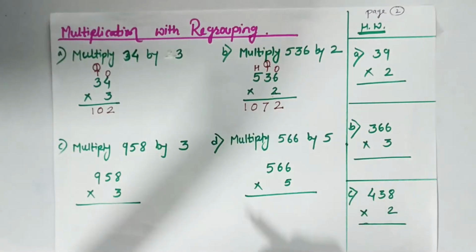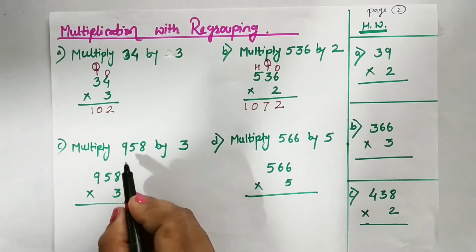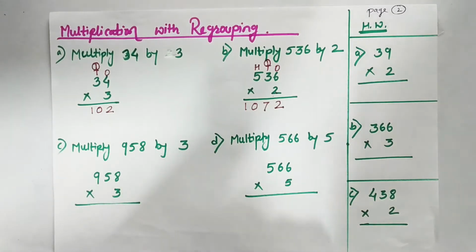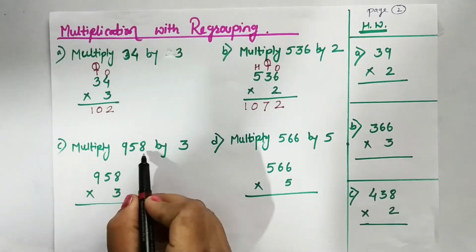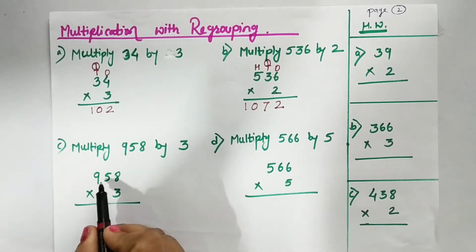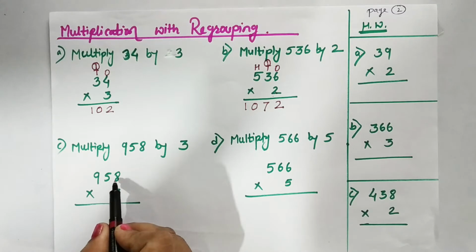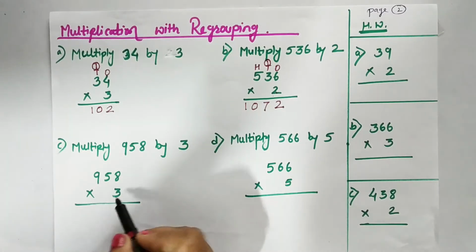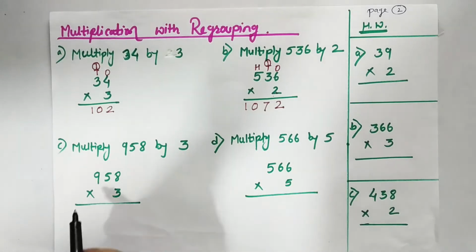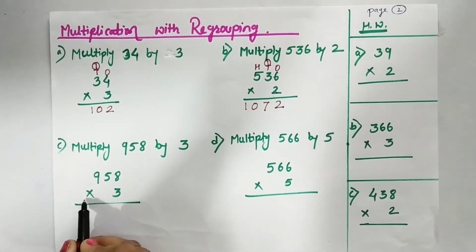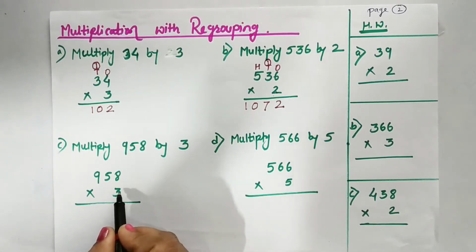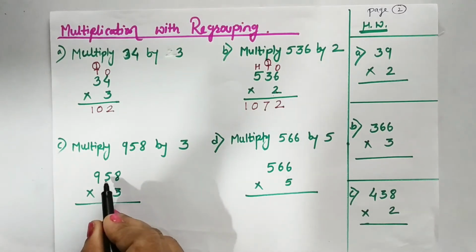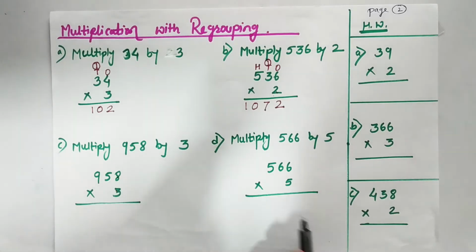Again we'll move towards the third example. Multiply 958 by 3. Again write the number 958 and where will you write 3? Below the ones place. And don't forget to give the multiplication sign. Now start from the ones place: ones place, tens place, hundreds place. This way you have to go.